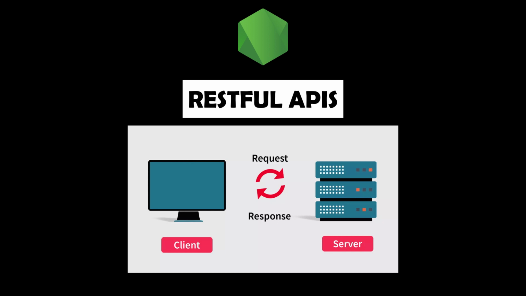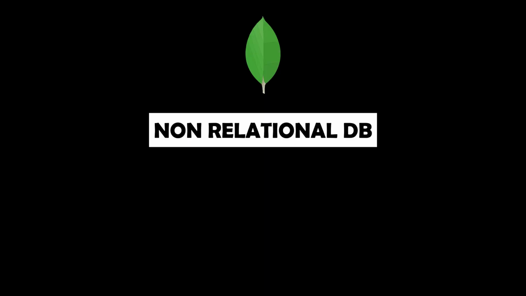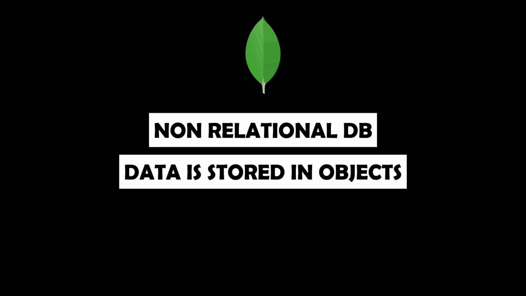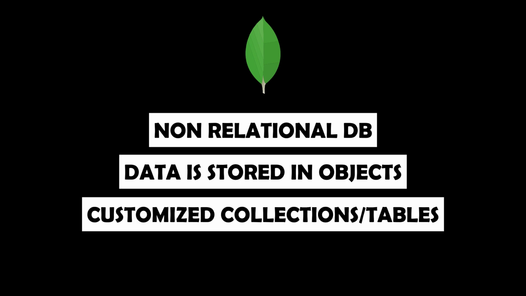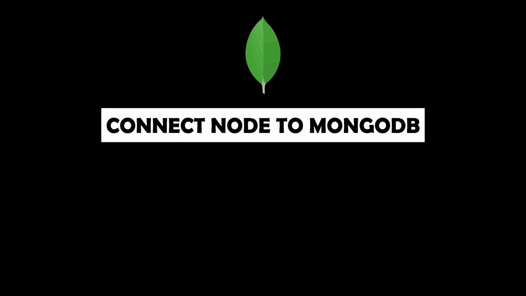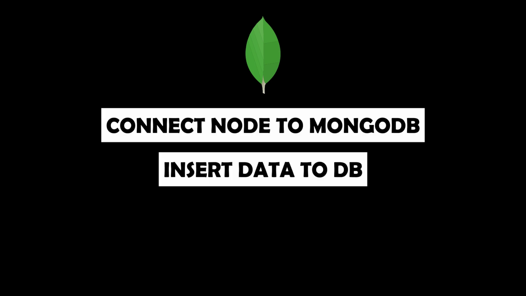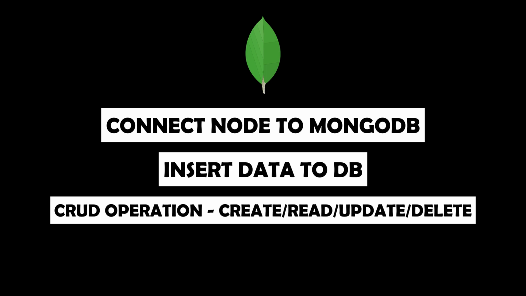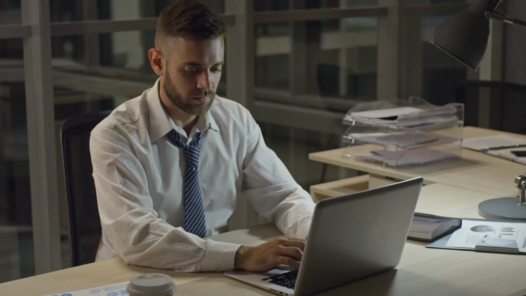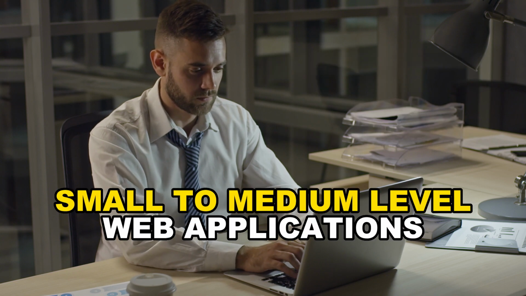Finally, to complete the full-stack web development process, you should learn a database, and for this you can learn MongoDB, which is a non-relational database that relies on objects, and with MongoDB you have the power to create customized collections of objects or data, which is not possible in some other databases. So you need to learn how to connect a Node.js application to the database and store the data, how to perform CRUD operations, which is short for create, read, update and delete, and finally at this point you can call yourself a junior full stack developer who can create end-to-end small to medium level web applications.